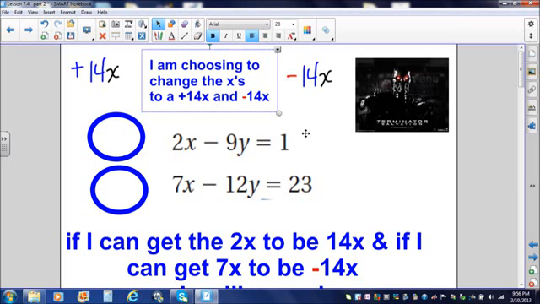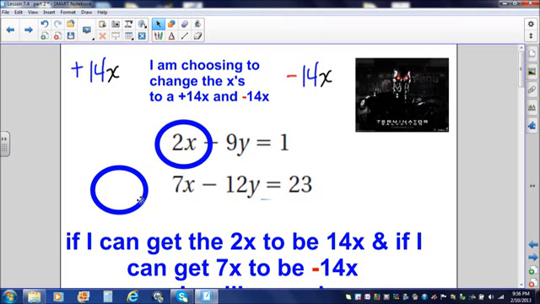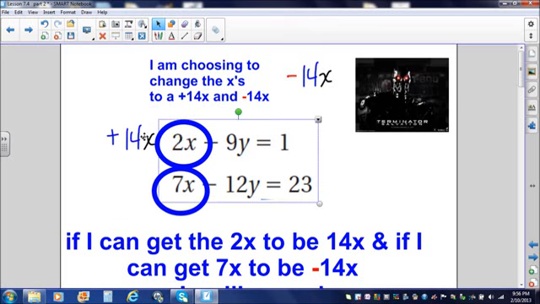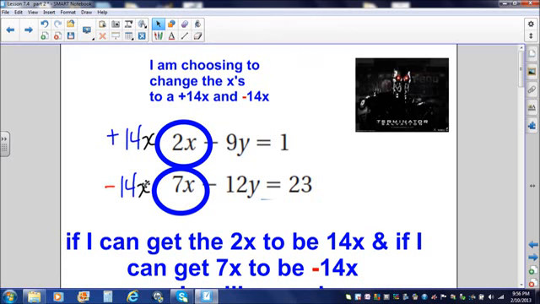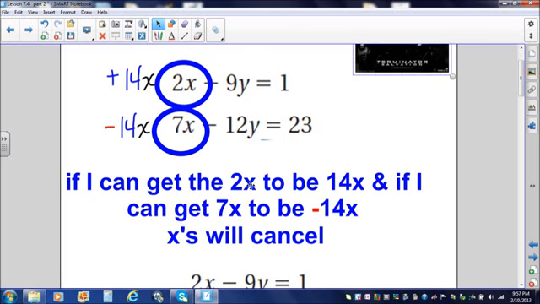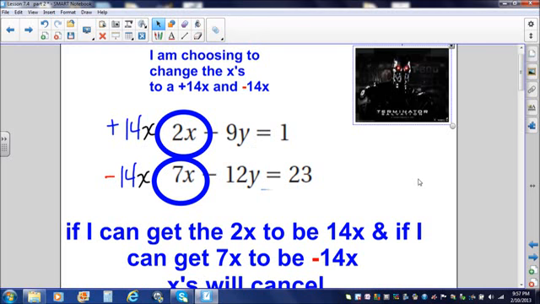I'm choosing to change the x's to a positive 14x and a negative 14x. I want to change one of my x's to positive 14x and the other to negative 14x so we can eliminate them. If I can get the 2x to change to 14x, and if I can get the 7x to be negative 14x, the x's will cancel. They will terminate.